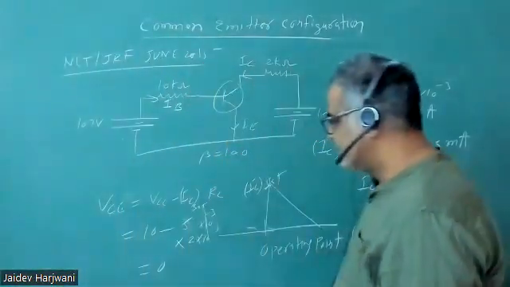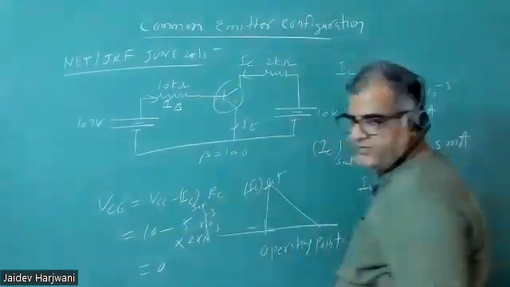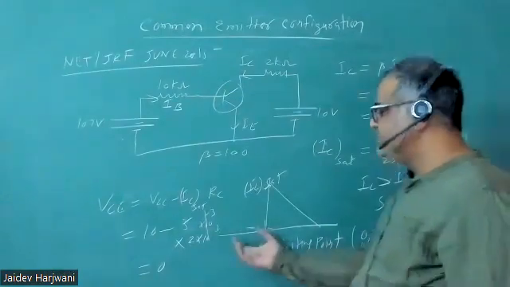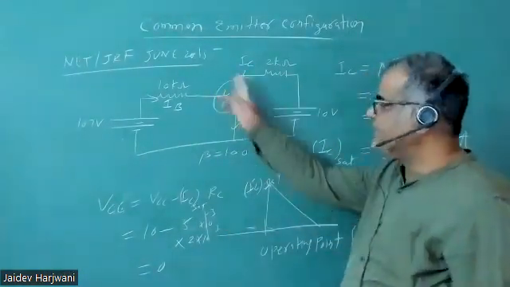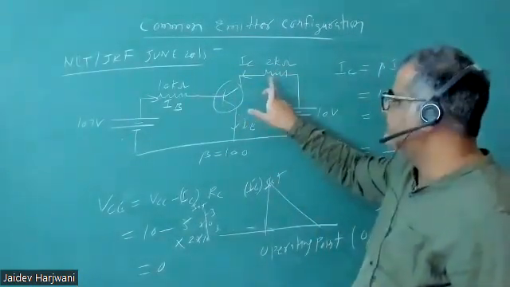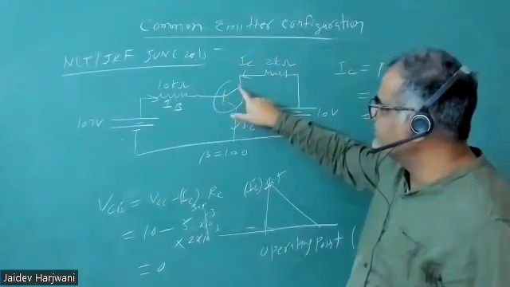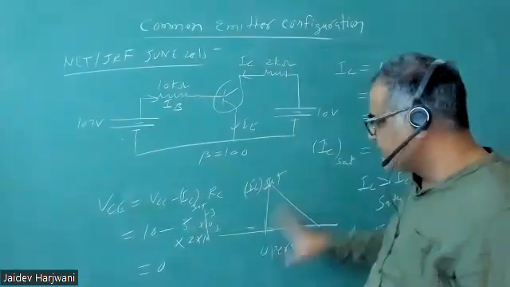Once VCE is 0, automatically VCB also becomes negative. Or if you take the negative VCE value whatever you calculated, VCB becomes negative. That means this junction is also forward biased. Are you getting my point? VCB becomes negative, then this junction becomes NP, this becomes forward bias. So forward bias becomes your saturation region.